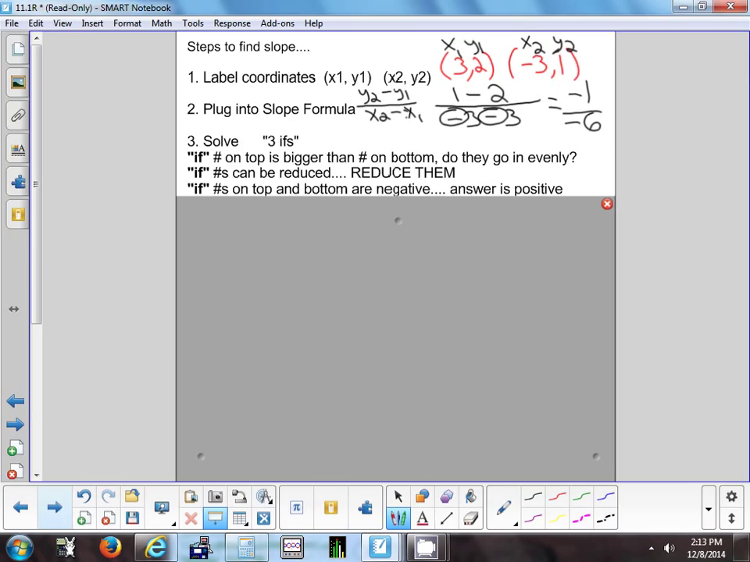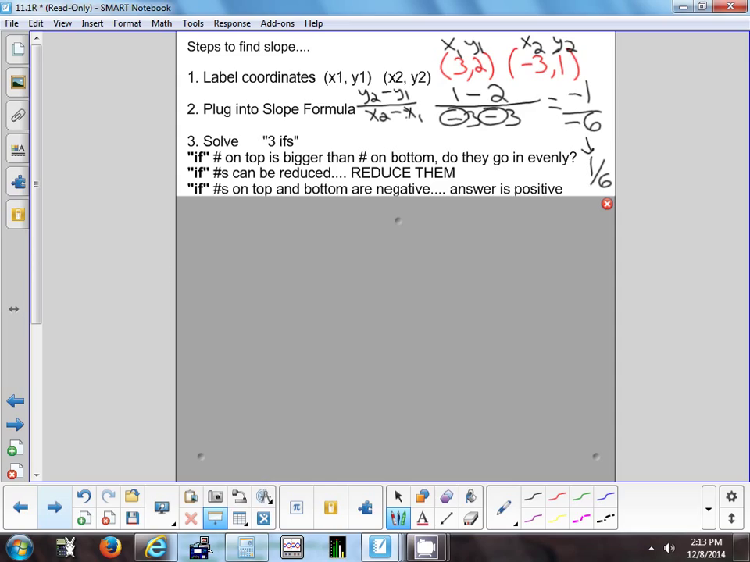My slope for these two coordinates would be what? A positive 1 over 6. This will become positive 1 over 6. Again, this is kind of like when we talk about slope, guys, this is kind of like the hidden stuff. Kids I've worked with in the past, this is the stuff that they miss on. And again, sometimes it doesn't get covered in the notes. So I just want to make sure you guys were clear on that. Those are the 3 ifs.